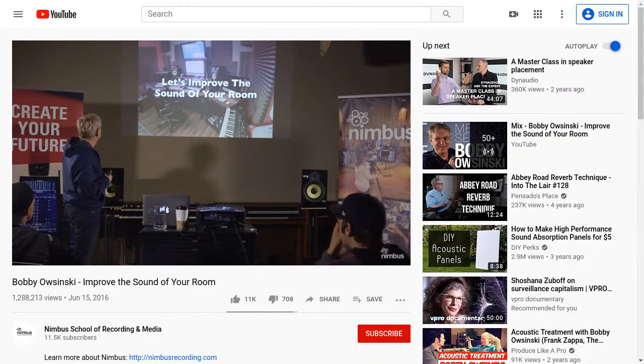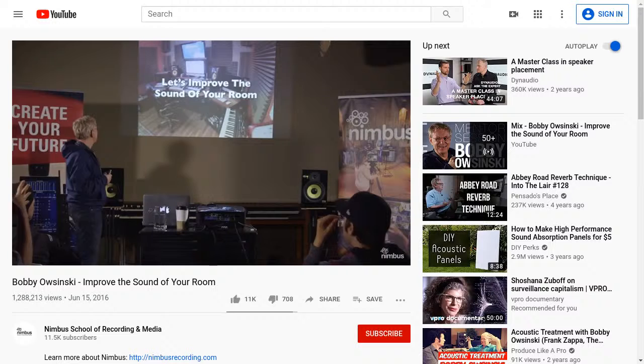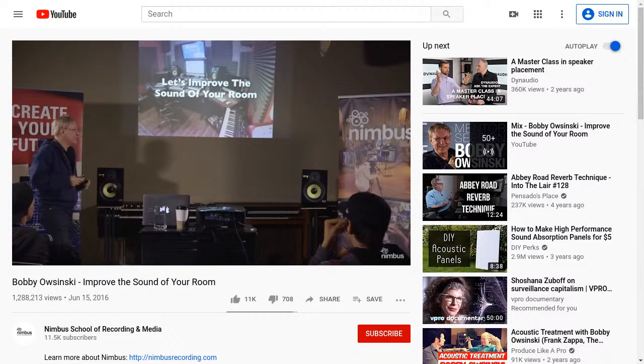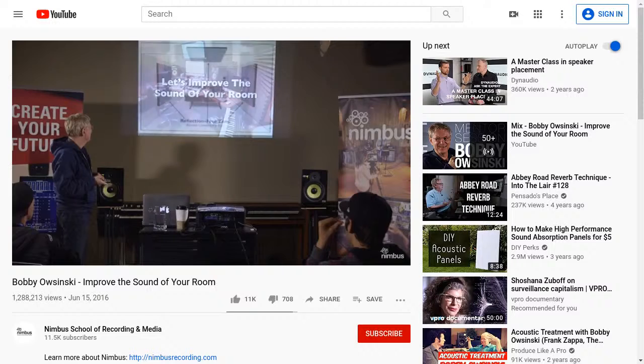Okay, that helps. But what else do you notice? The monitors look like they're set up well. They're equidistant, at the right distance in the room, kind of symmetrical. Could be, but there's something else. I'll show you that right now.